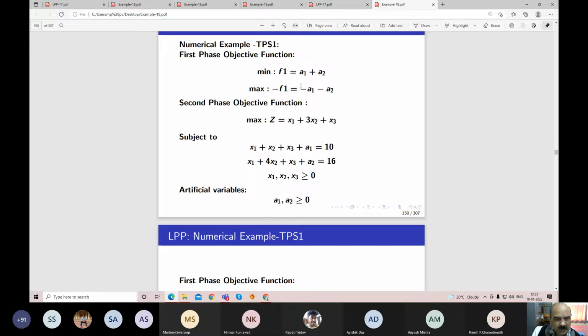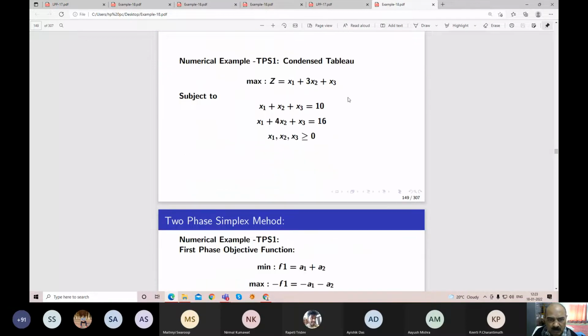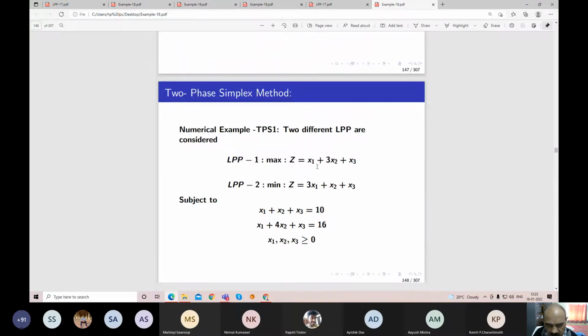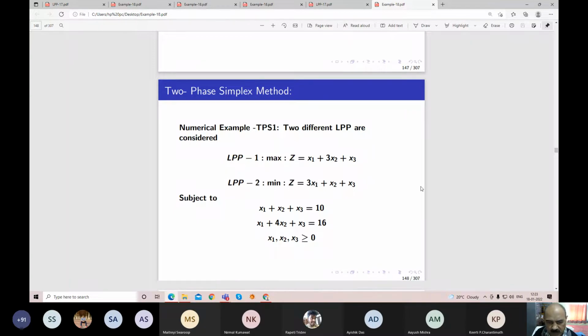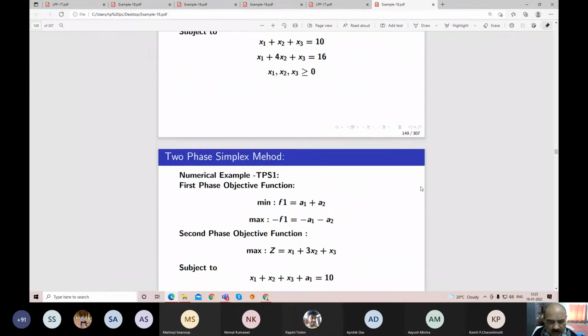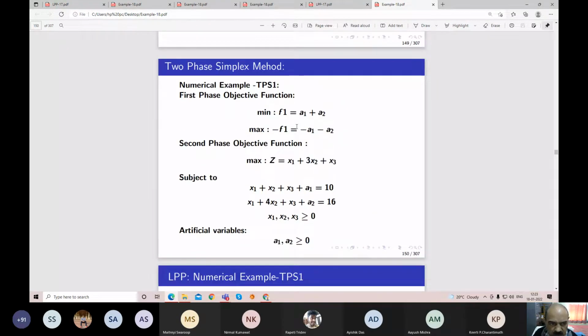Now, what is the second phase objective function? We have two different problems. The first problem we are considering now. The second phase objective function is nothing but the original objective function, that is x1 plus 3x2 plus x3. Here we have clarified that the first one is the first phase objective function and the second one is the second phase objective function. But the constraints are common. After completing the first phase objective function work, we will move to the second phase objective function.